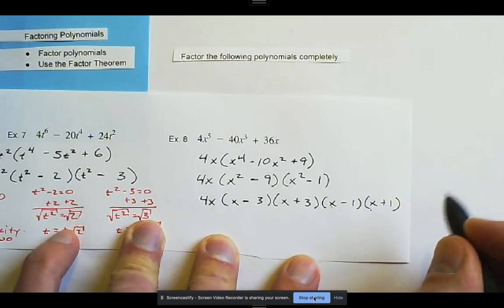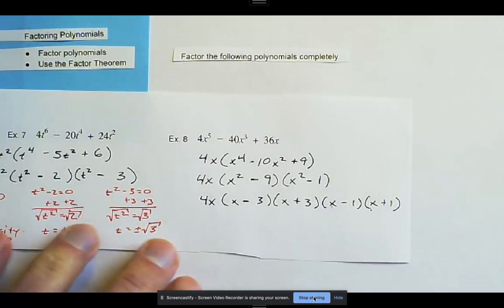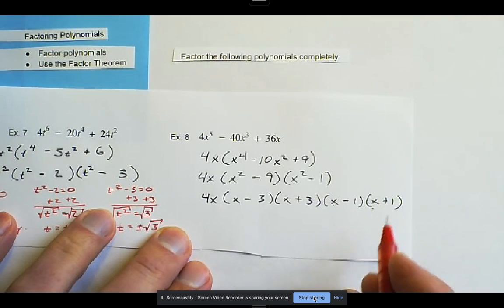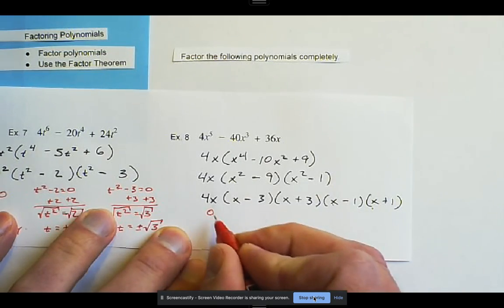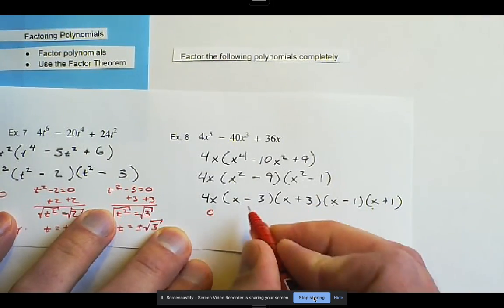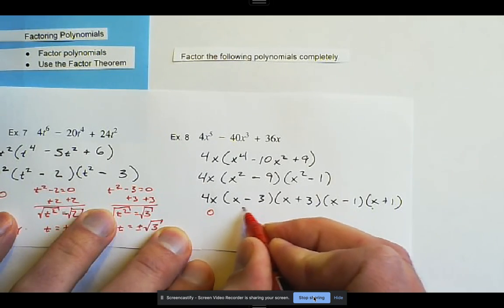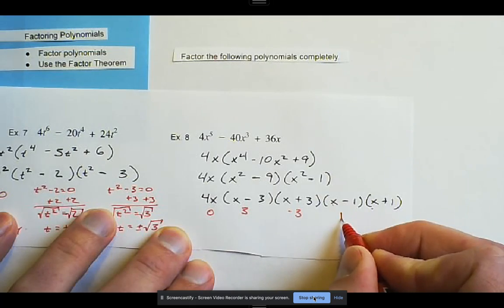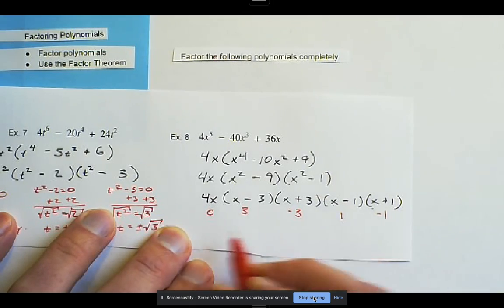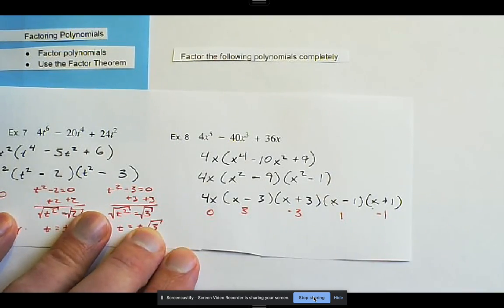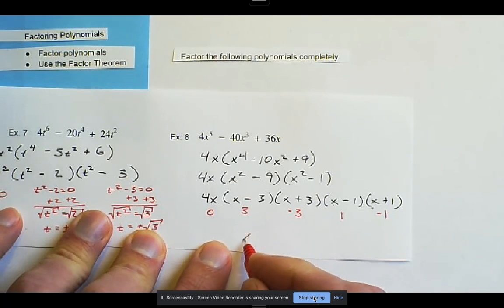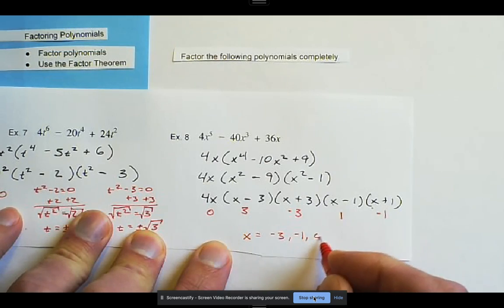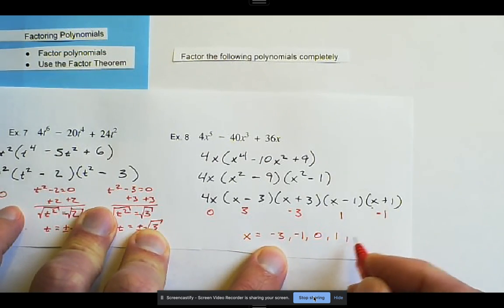and then we have our conjugate pair. And then for each one of these, we have to use the zero product property. So if I substitute 0 in for this one, I'll get 0 for the whole thing. If we substitute in a positive 3 here, a negative 3 here, a positive 1 here, or a negative 1 here, all these would be zeros. And so our answer will be x equals negative 3, negative 1, 0, 1, and 3.